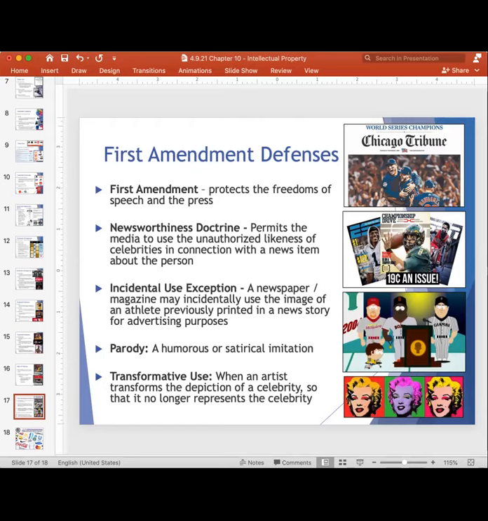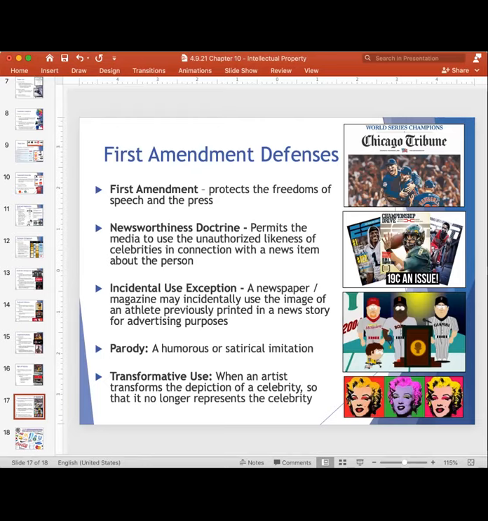The newsworthiness defense permits the media to use the unauthorized likeness of celebrities or anyone of interest in connection with a news item about the person. So basically, it needs to be a matter of public concern and interest when you are using the individual's name, image, or likeness. An athlete's performance in major sport events has been found to constitute matters of public interest, such as the Cubs winning the World Series, as we see on this slide.